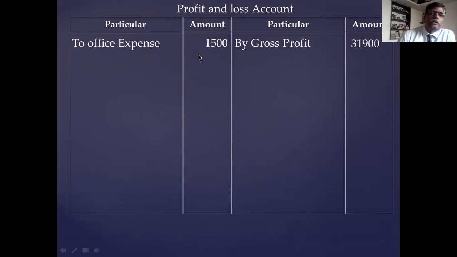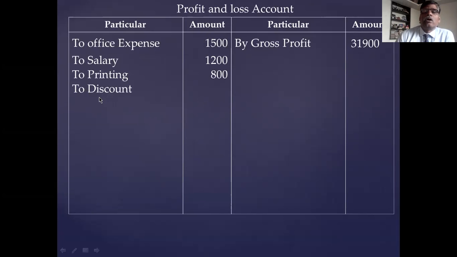Office expense is 1,500. After office expense, salary is there. Salary is 1,200. Then next is printing. Printing is 800. Okay. And go to the debtors account and creditors account.